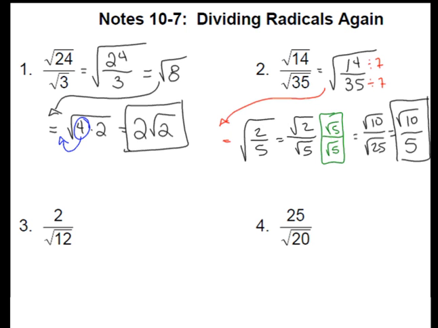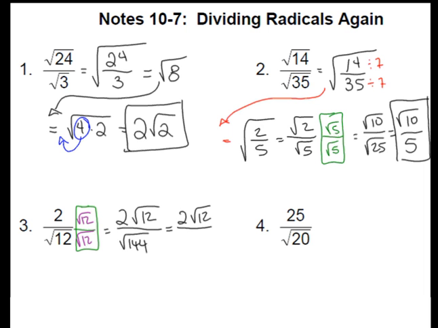Looking here at number 3, I need to go through and rationalize my denominator, so that means I need a magic 1 out to the side here, so I'm going to put the square root of 12 over square root of 12. So when I multiply this, I have 2 times the square root of 12 over the square root of 144. Which gives me 2 square root of 12 on top. Nothing's happening there. On the bottom, this becomes 12.